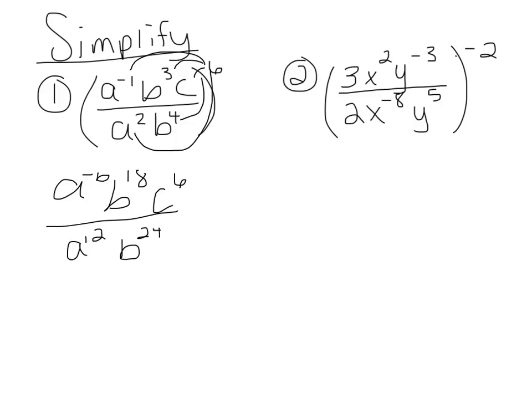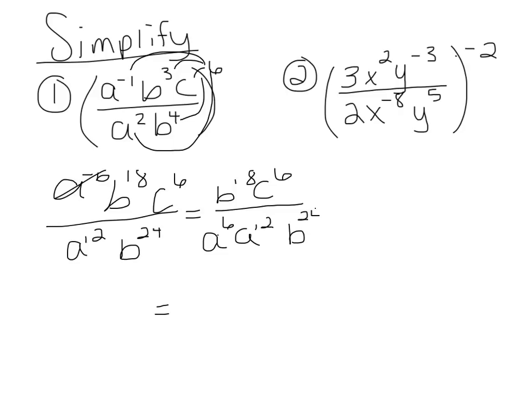Okay, now we want to move our negative exponents. The only negative exponent is the a, so we're just going to move a to the 6 to the bottom, so that gets rid of that. B to the 18th stays up top. C to the 6 stays up top. A to the 12th on the bottom, and then B to the 24th on the bottom.